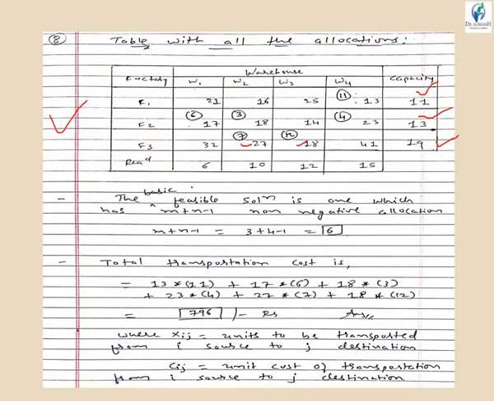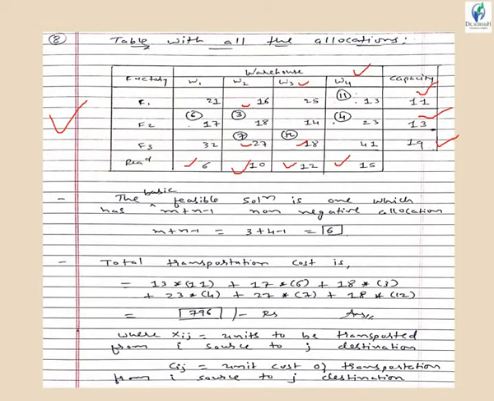Similarly, you can check warehouse W1's requirement was 6, so that is allocated accordingly. For W2, the requirement was 10, which is also satisfied. W3's requirement was 12, so it is allocated accordingly and also satisfied. And W4's requirement was 15, which is also satisfied according to the allocation shown in the table. So this is the final table along with the allocations that we obtained.